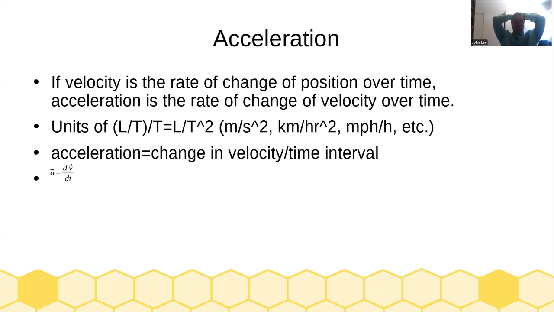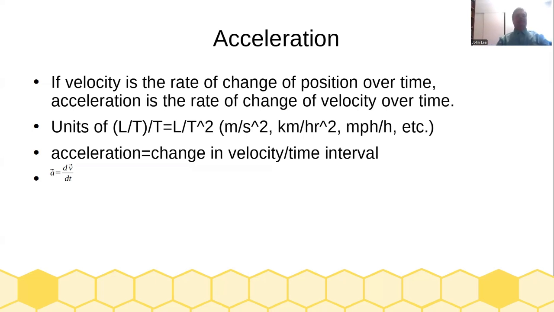If velocity is the rate of change of position over time, acceleration is the rate of change of velocity over time. It has units of velocity divided by time, which is units of length divided by time, which is going to give you length divided by time squared. So the SI units of acceleration are going to be meters per second squared, or you can also have kilometers per hour squared, or any number of other units, but meters per second squared are what we are going to be using mostly for this class.